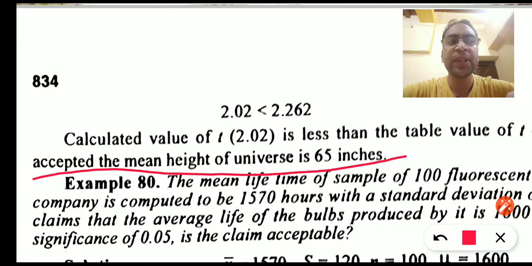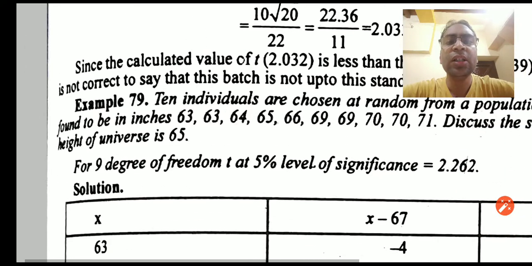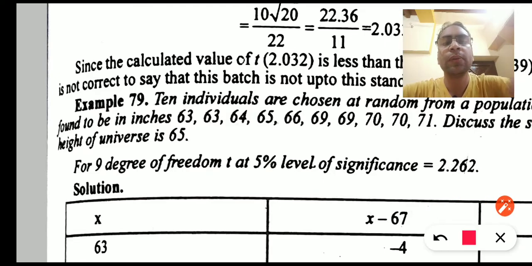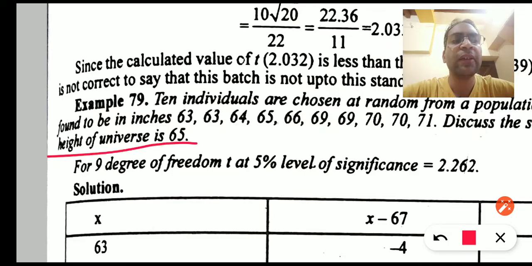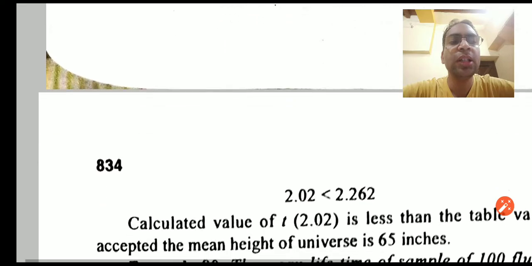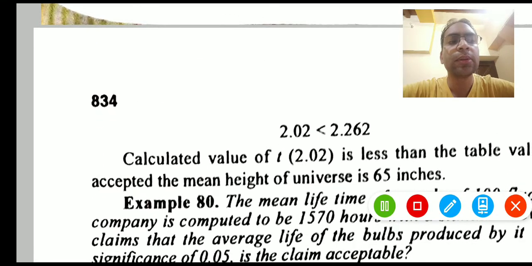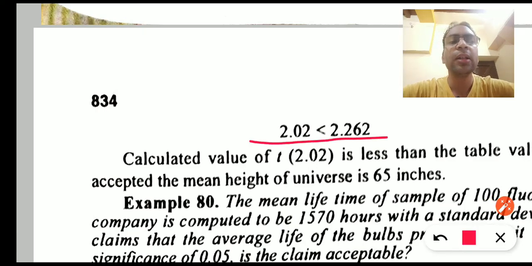Whenever it is lesser than the standard value, we always accept the hypothesis. That means we'll accept that the mean of the universe is 65. So this was the hypothesis, and we have accepted the hypothesis. According to our calculation, the t comes to be lesser than the standard t. So we accepted the hypothesis.